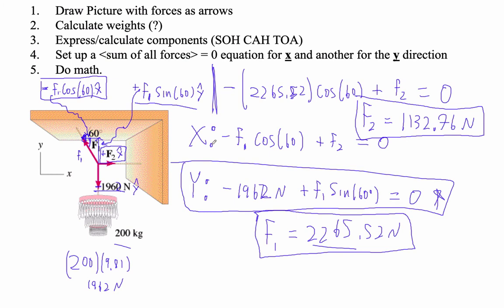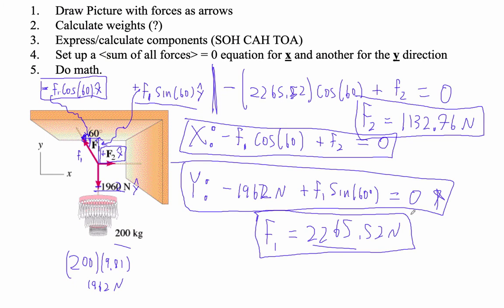All right, and then let's check this one out. So let's go the opposite of 2265 cos 60 plus F2. This should be 0, and that one's 0. Look at that. I just plugged what I thought my answers were back into these equations, and sure enough, I got them to equal 0.